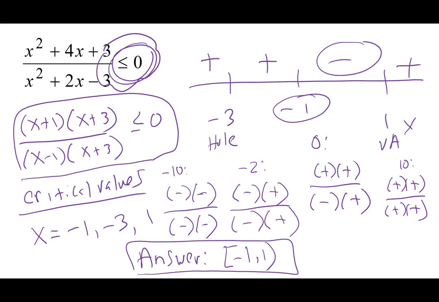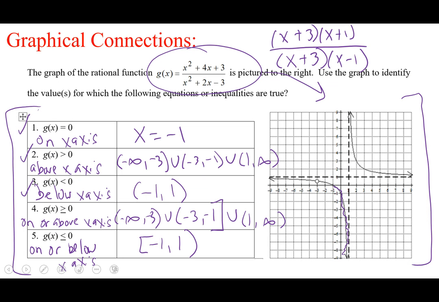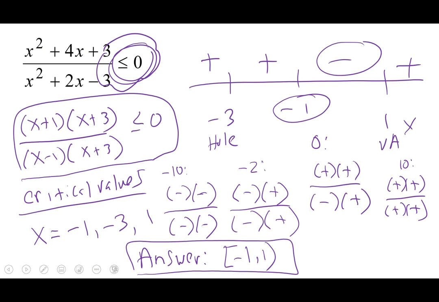Just to clarify, so less than or equal to 0, if we go back a slide, this is the answer to number 5. And notice it is, in fact, the exact same. So if you had the graph of a rational function in front of you, it would make sense to use it. If you don't, I strongly recommend you go with the sign analysis.